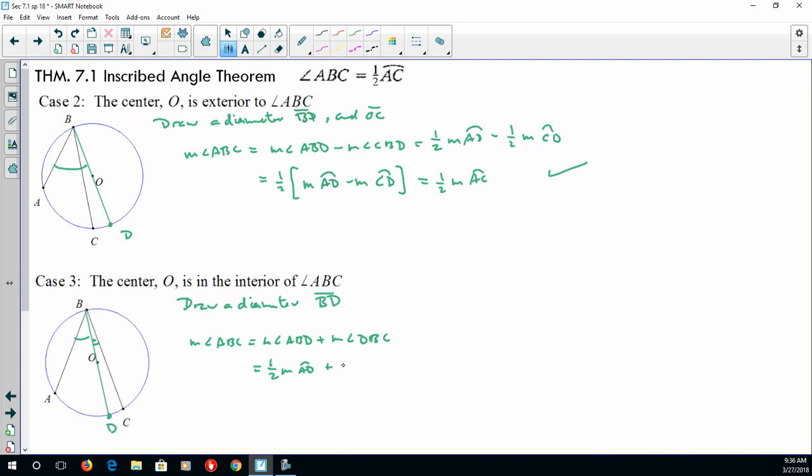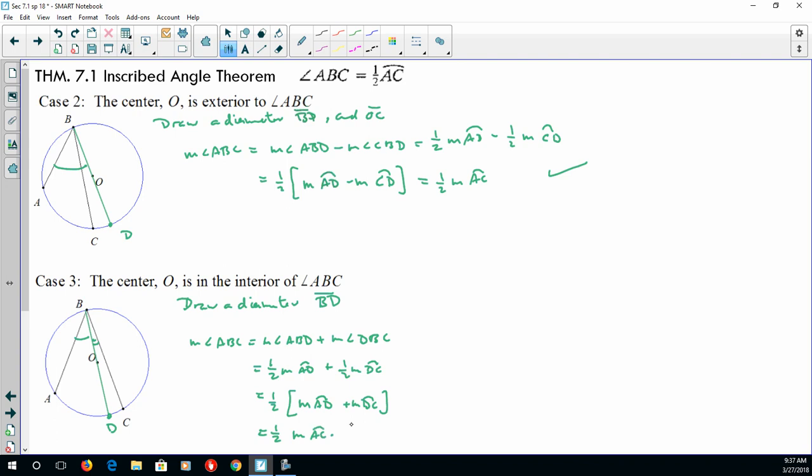Okay. So this is 1/2 the measure of arc AD plus the measure of arc DC, but arc measures add up. So this is 1/2 the measure of arc AC. Okay, so that proves the third case as well.